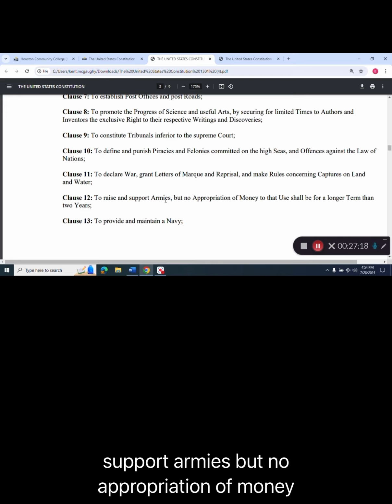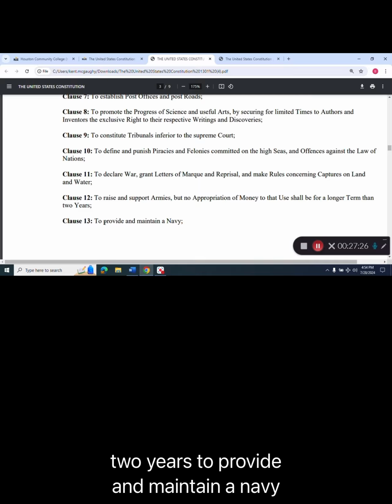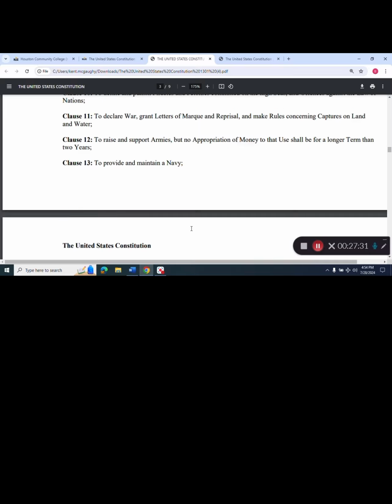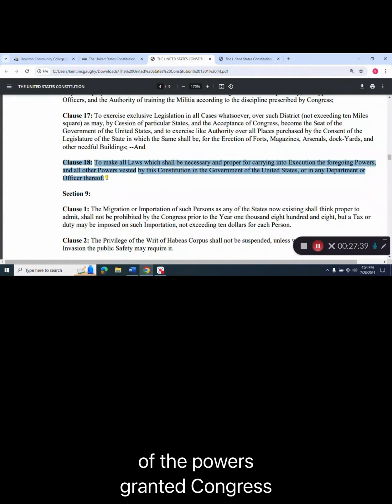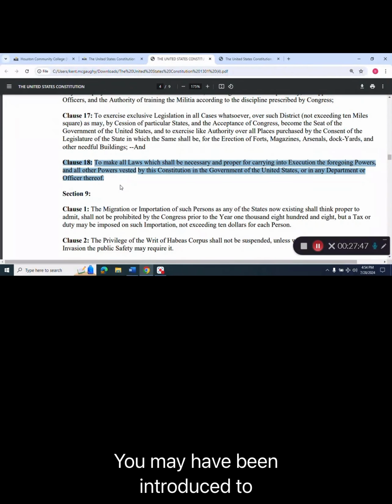Congress shall have the power to raise and support armies, but no appropriation of money to that use shall be for a longer term than 2 years, to provide and maintain a navy. And the very last of the powers granted Congress is among the most significant. You may have been introduced to this part of the Constitution as the necessary and proper clause. It may have been introduced to you as the elastic clause.